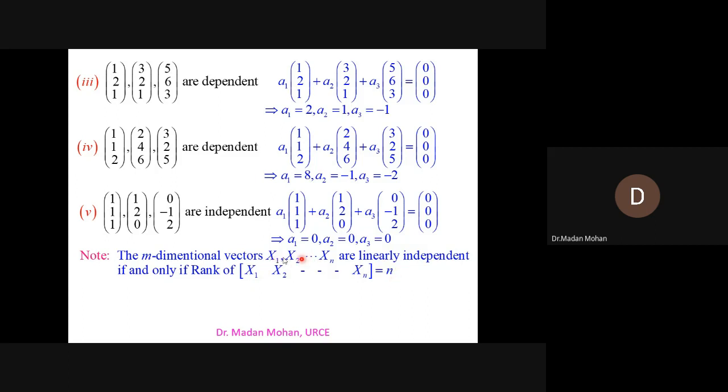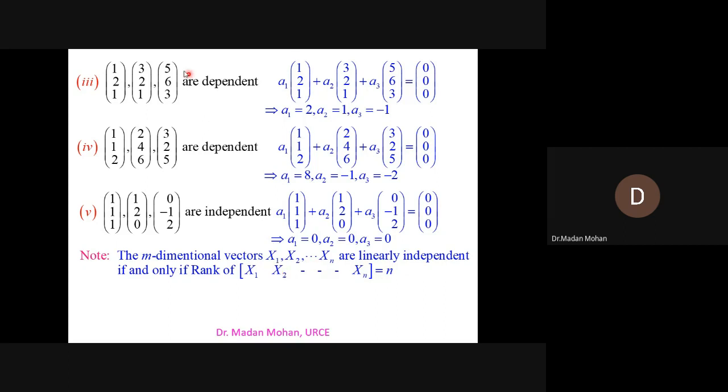I have n vectors. Each vector is of dimension m. Suppose you form the matrix with these column vectors and calculate its rank. If rank equals the number of vectors, then they are linearly independent. Otherwise dependent. Now we know how to find rank, so it becomes easy to find the rank of a given matrix.